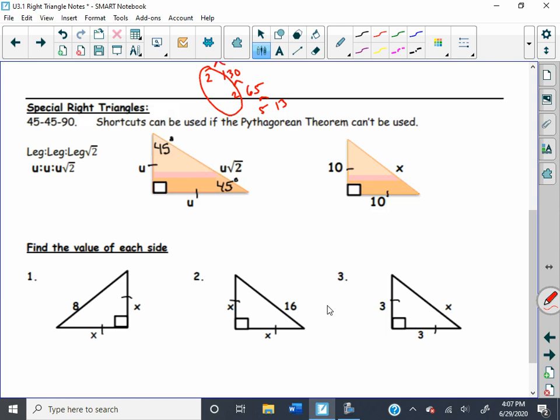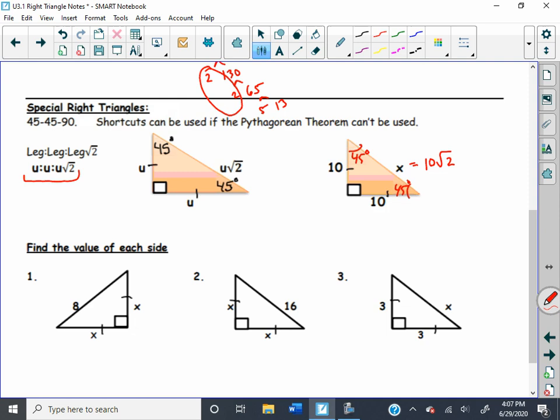And then the hypotenuse is going to be whatever the leg is times radical 2. So we can use this little ratio: u and u, that's the 2 legs, and then the hypotenuse is always whatever u is times radical 2. You can kind of see in this example, we have 2 legs that are both 10, so we know that we have a 45, 45, 90 triangle. And if the legs are both 10, then the hypotenuse has to be a leg with a radical 2. So leg radical 2.